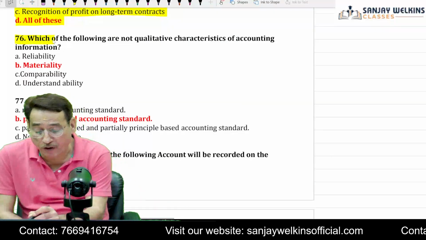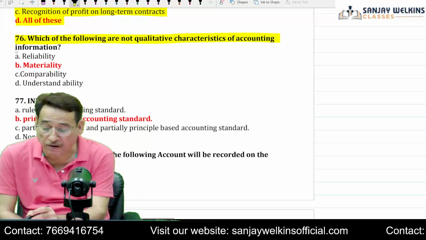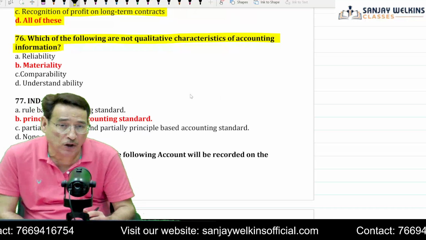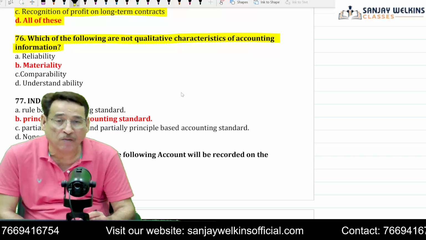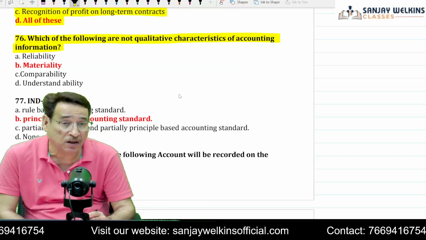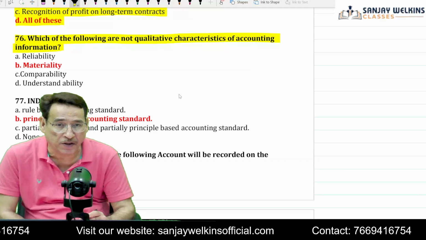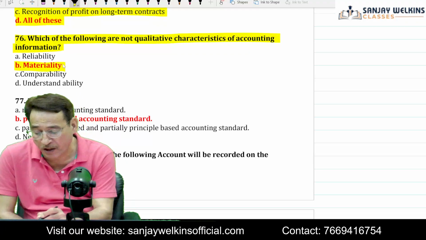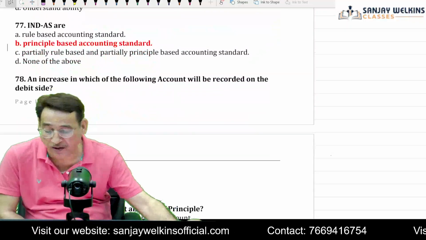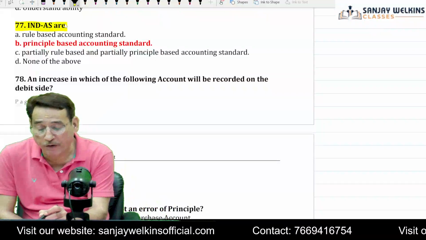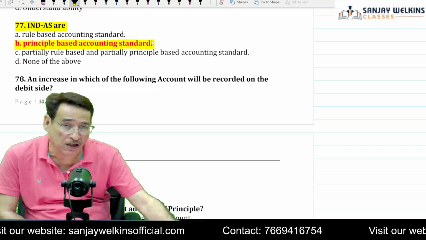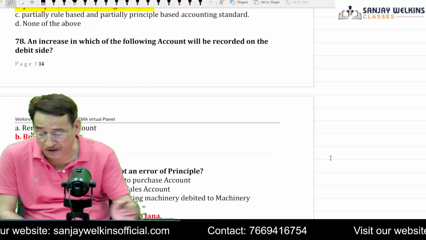Which of the following is not a qualitative characteristic of accounting information? Under accounting framework, I have talked about this particular fact that reliability, comparability, and understandability are three important qualitative characteristics. But materiality is definitely not a qualitative characteristic. So materiality will be the correct answer in this case. Under overview of Ind AS, we have started with this particular sentence that basically Ind AS are principle-based accounting standards.